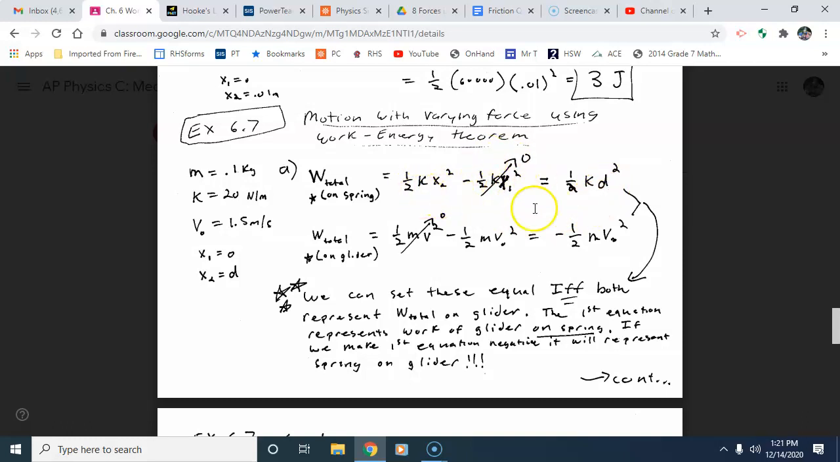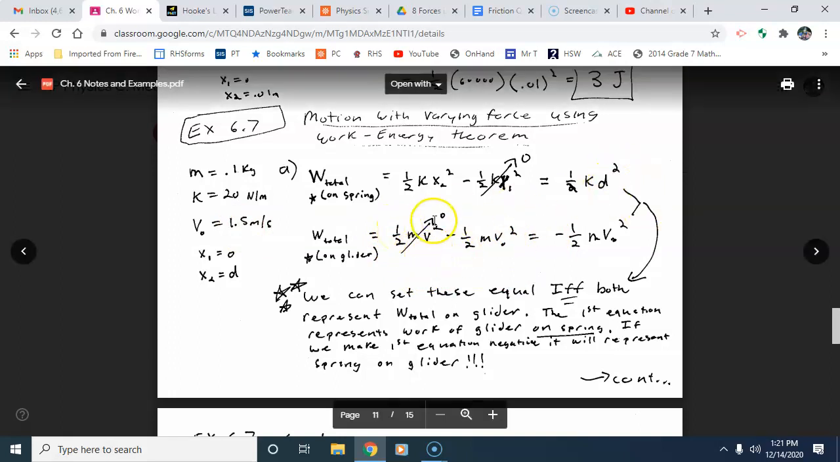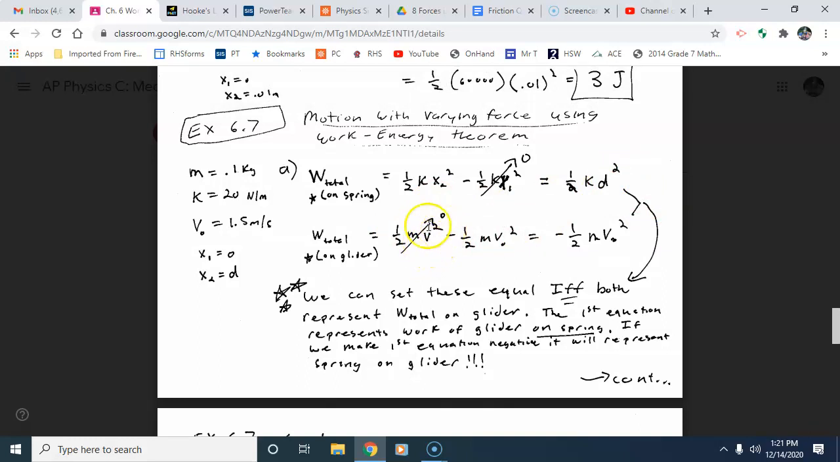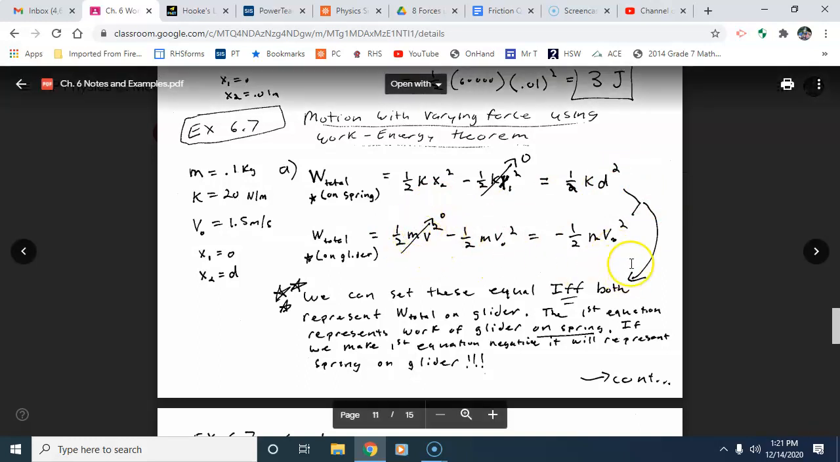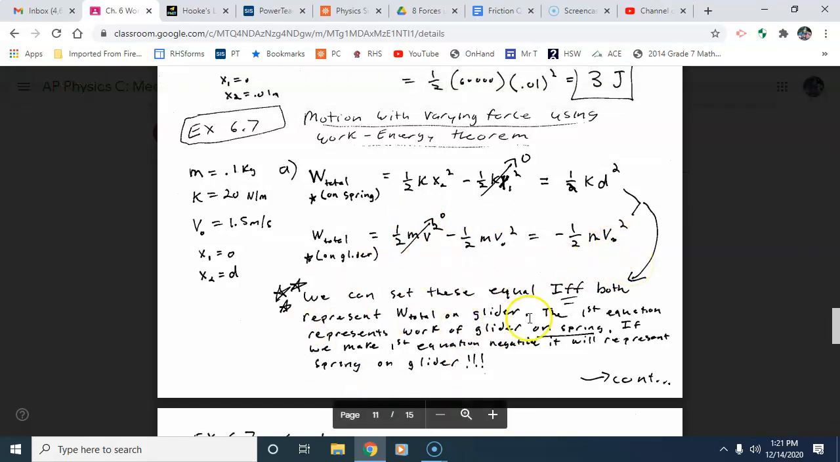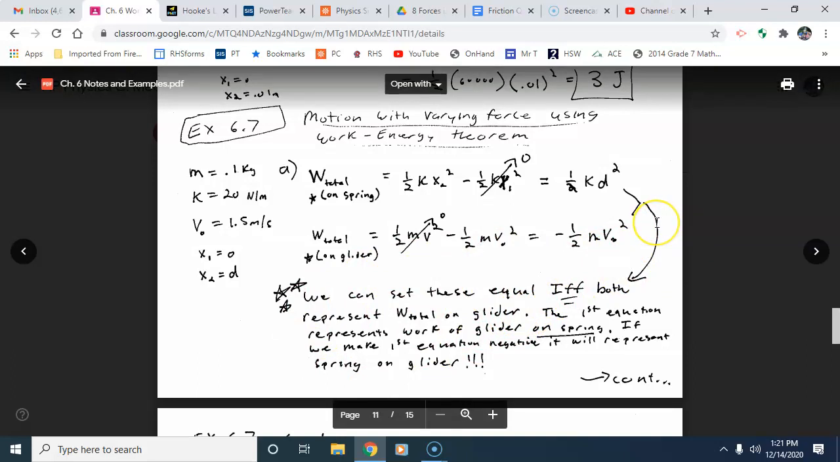So since this whole term is 0, this is the work total being done on the spring by the glider. Now let's look at the glider itself with the basic work energy theorem of the change in kinetic energy: 1/2 m v final squared minus 1/2 m v initial squared. Initially it's moving at 1.5 meters per second. But once it stretches the spring some maximum distance d that we defined up here, it'll come to a stop. So that's why this whole term's 0. And now we just got to be careful. I'm going to explain what this little note means below. Right at this moment, this expression means the work total being done on the spring.